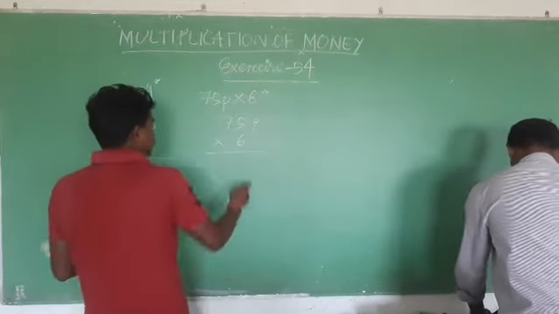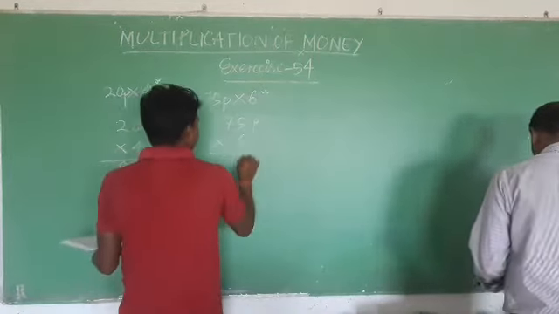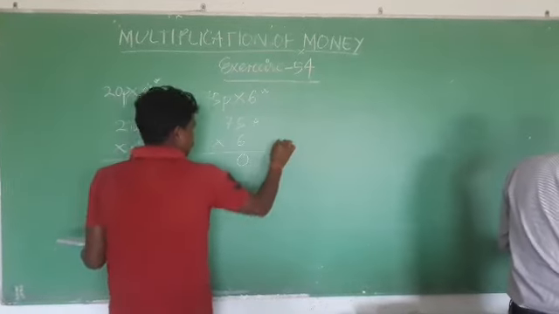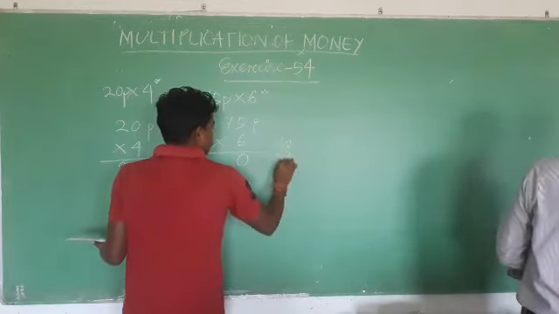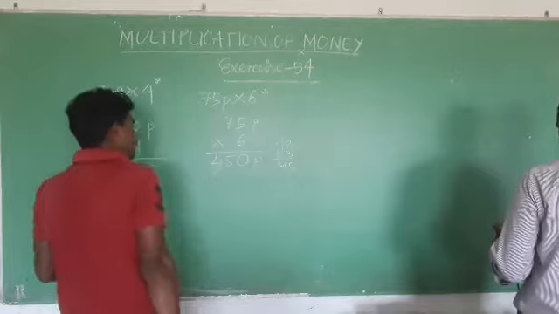That is equal to what? 6 fives are 30, 0. 3 will be taken as carry, right? 6 sevens are 42. So 42 plus 3 is equal to what? 45. So this becomes 450 paisa, right?